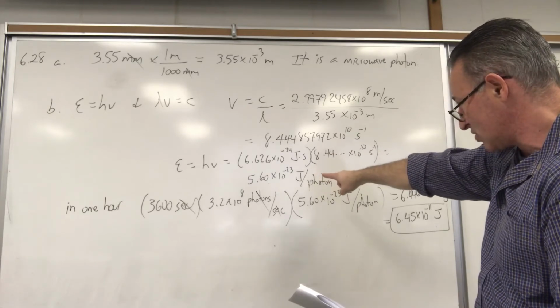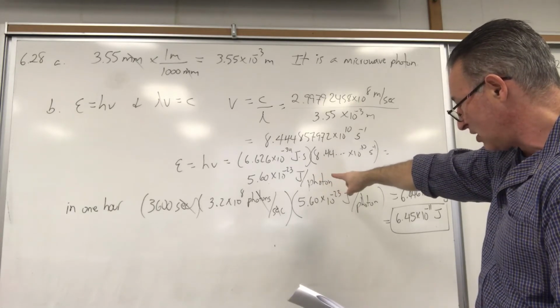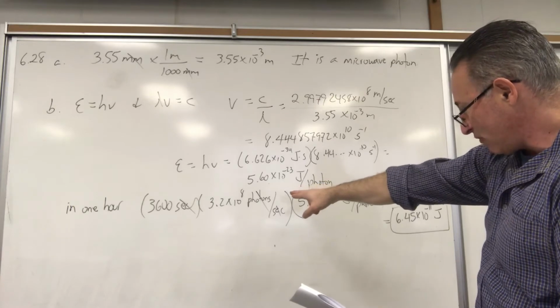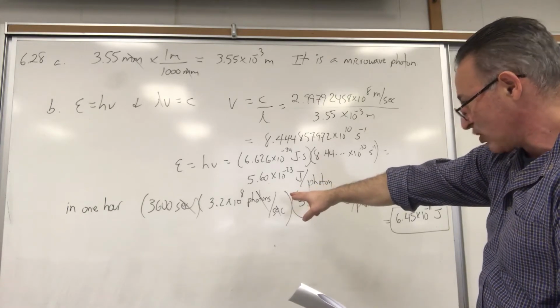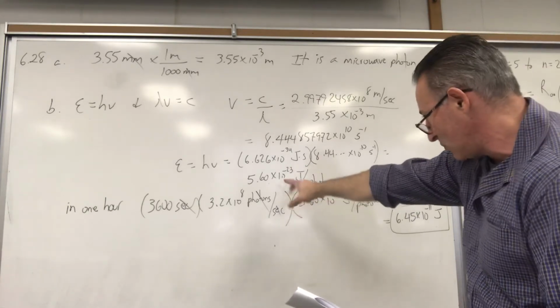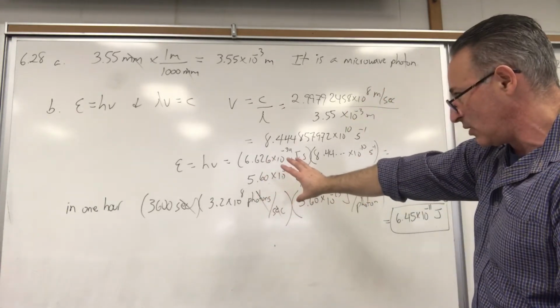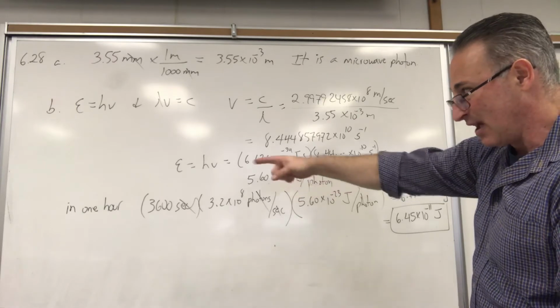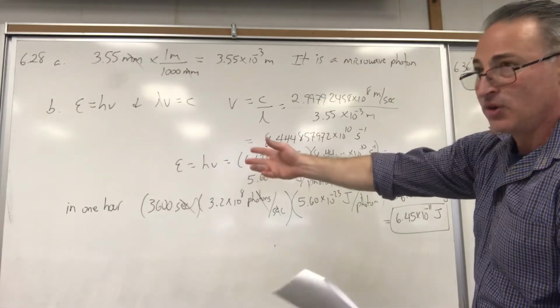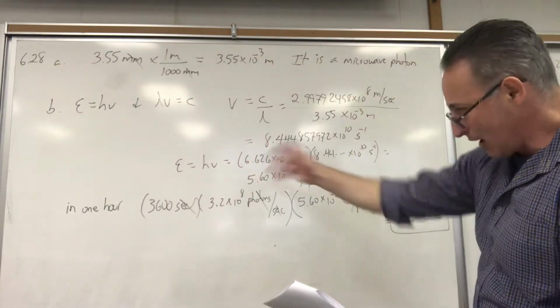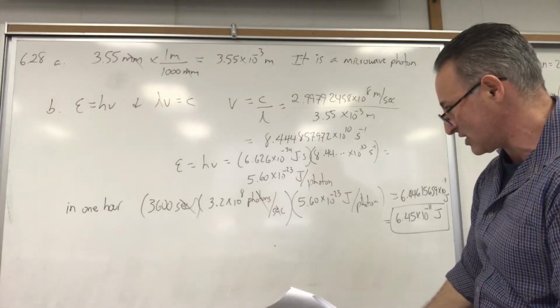I plugged it into the Planck equation to see how much energy per single photon. 5.6 times 10 to the minus 23 joules per 1 photon. We know that there are that many photons being emitted by the source per second. So per second, if you were to multiply this number by that number, you would get how much energy was emitted in 1 second, but they asked you for an hour. And we know there's 3,600 seconds in an hour, so I multiplied by 3,600 seconds.